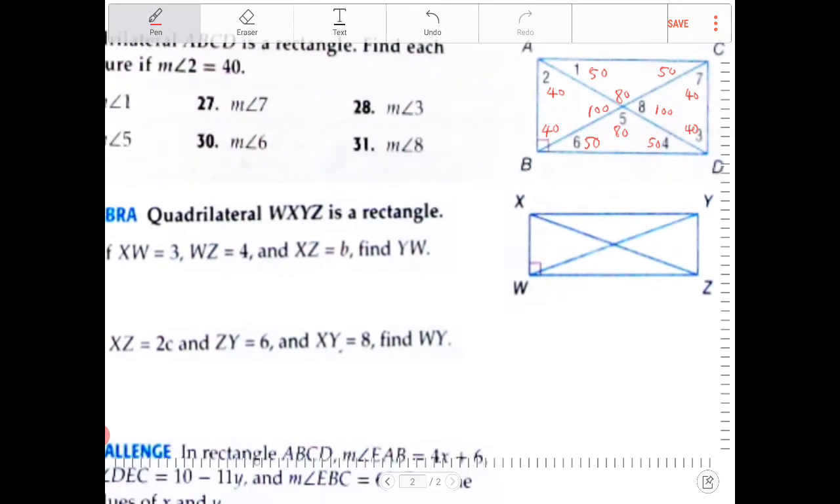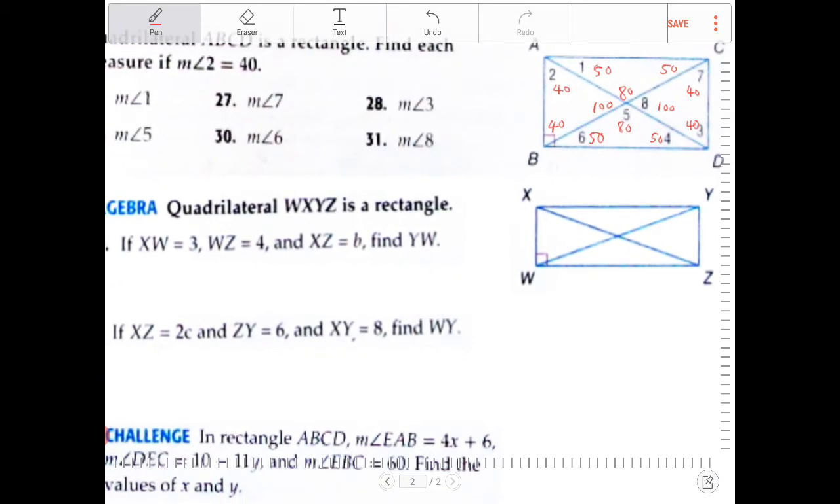So looking at this right now, angle 1, what will that be? That's 50. Angle 7 is 40. Angle 3 is 40. Angle 5 is 80. Angle 6 is 50. And angle 8 is 100.